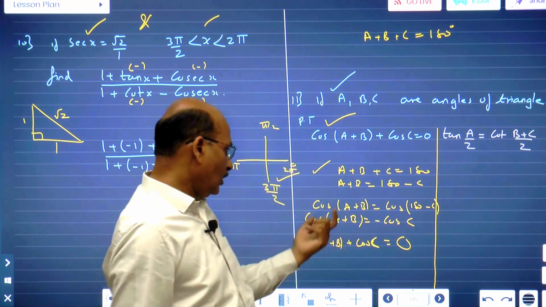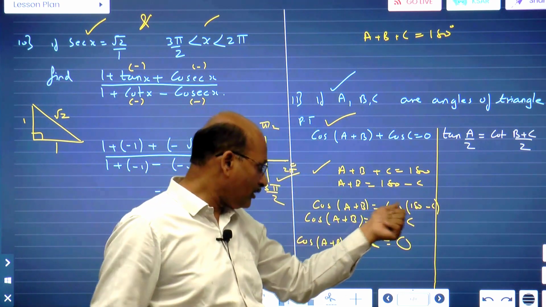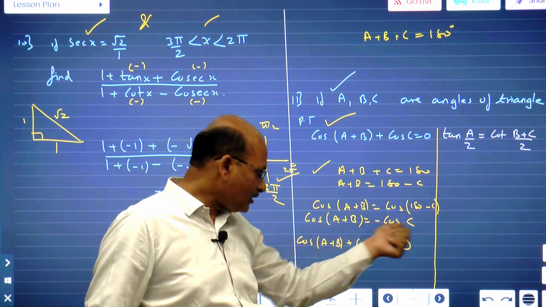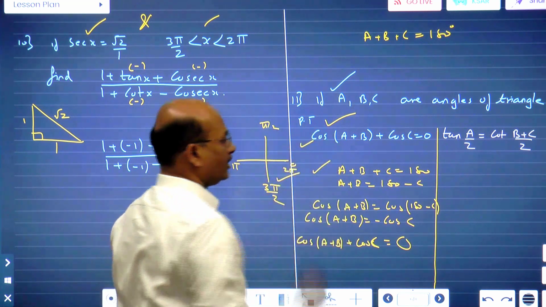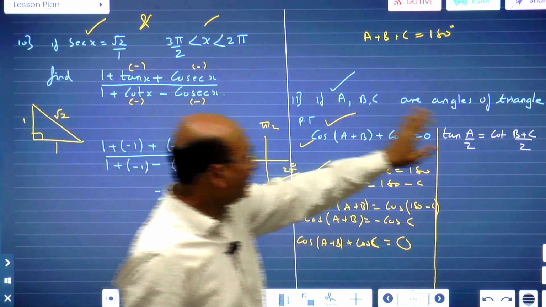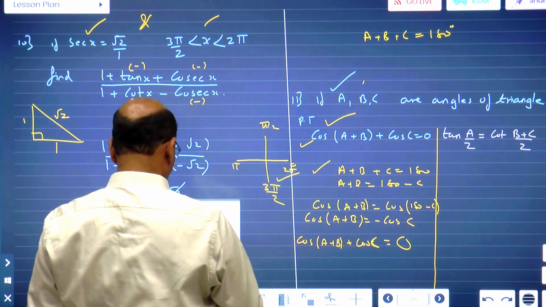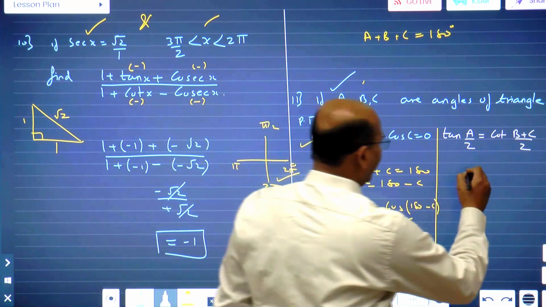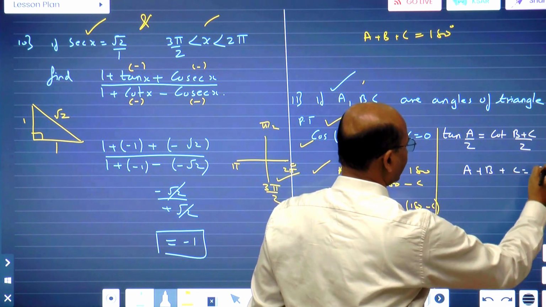Thumbs up. Then, 180 minus theta is second quadrant. In second quadrant, cos is negative. So, minus cos C. Great. Take this cos C. I proved this statement. Similarly, here also the same thing. Of course, what is given to you here is A plus B plus C is equal to 180 degrees. This is given.